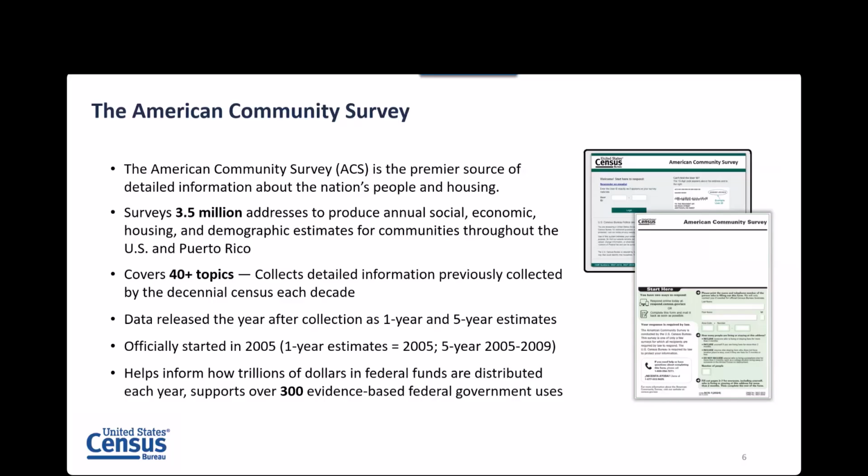ACS data is released in 1 year and 5 year estimates. It officially started in 2005. So the first 1 year estimates that are available are for 2005, and then because 5 years of data is needed for the 5 year estimates, the first time that's available is the 2009 5 year estimates that cover from 2005 to 2009.